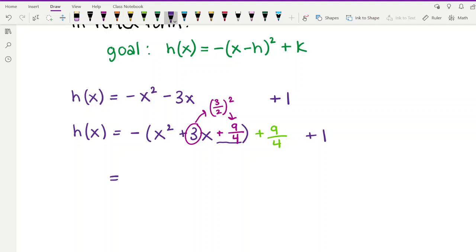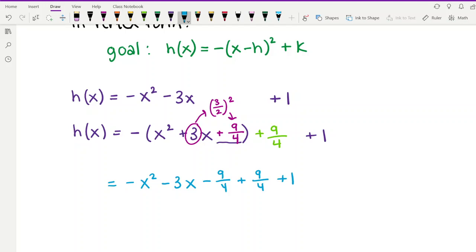So let's say we were to distribute this negative sign in. I'm just going to write this down, I'm going to erase it afterwards, but let's see what this would look like if we distributed the negative sign in. We would get negative x squared minus 3x minus 9/4. And then this stuff is still outside the negative sign, right? So this will still be plus 9/4. This will be plus 1.